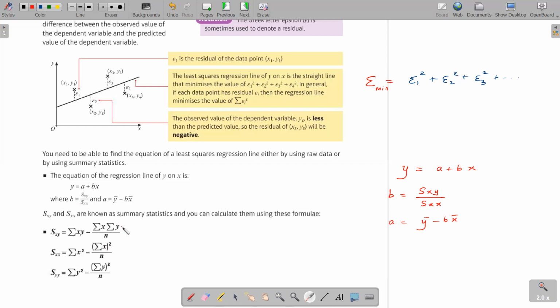All you need to know is that these equations exist, and you must know what the equation for Sxy is. Actually, it's given to you in your formula book as well. So all you have to do in the exam is input your raw data into these equations and then calculate Sxy and Sxx. I will show you how to do that in an example.